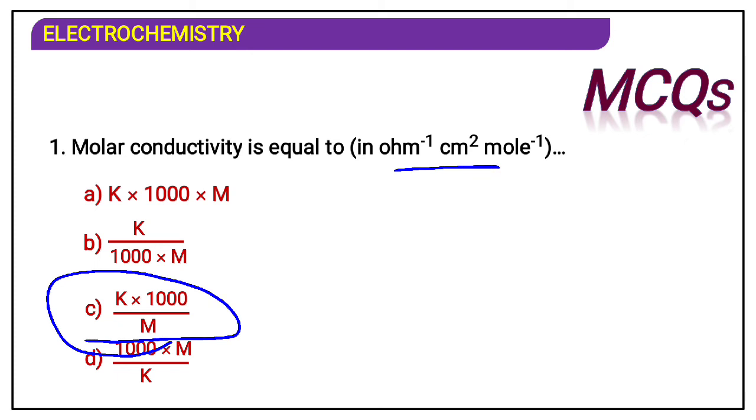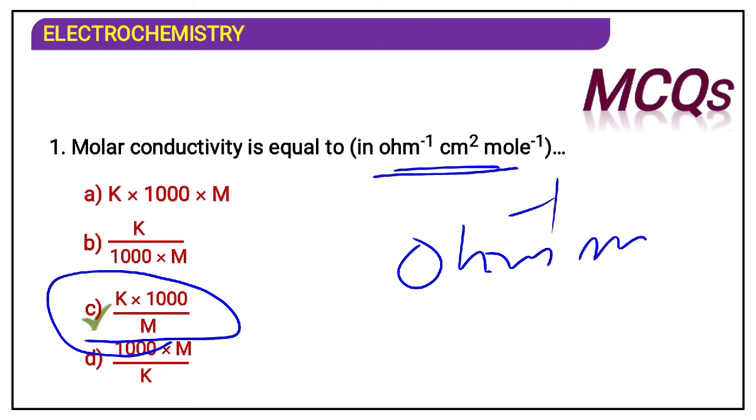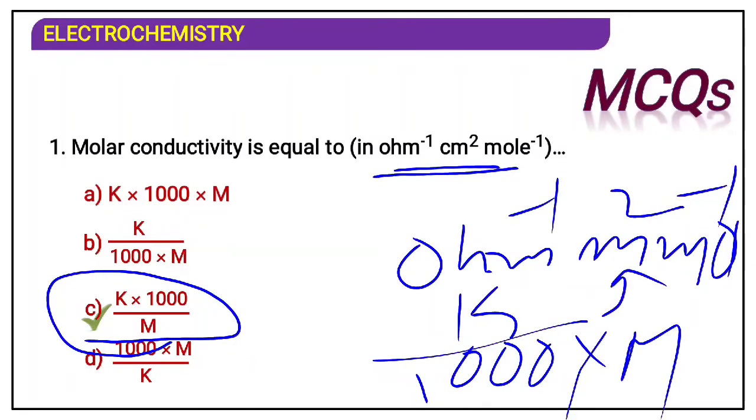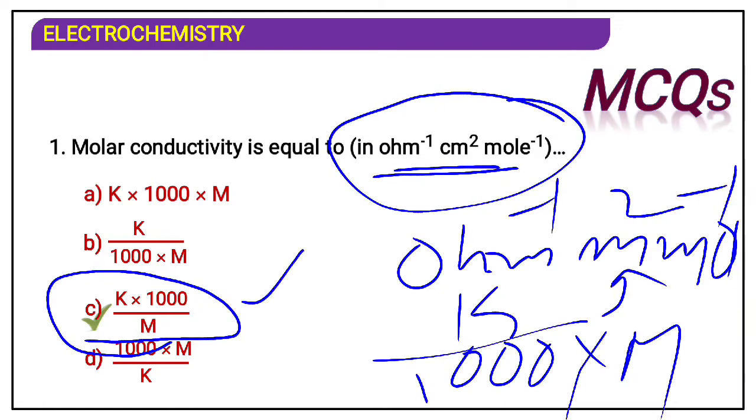If they are given in the form, if you want to calculate in ohm inverse and centimeter square, or if you want ohm inverse meter square and mole inverse, then you use K divided by 1000 into M. If you want to get the meter square. Suppose if you want to get the centimeter square, then K into 1000 divided by M.